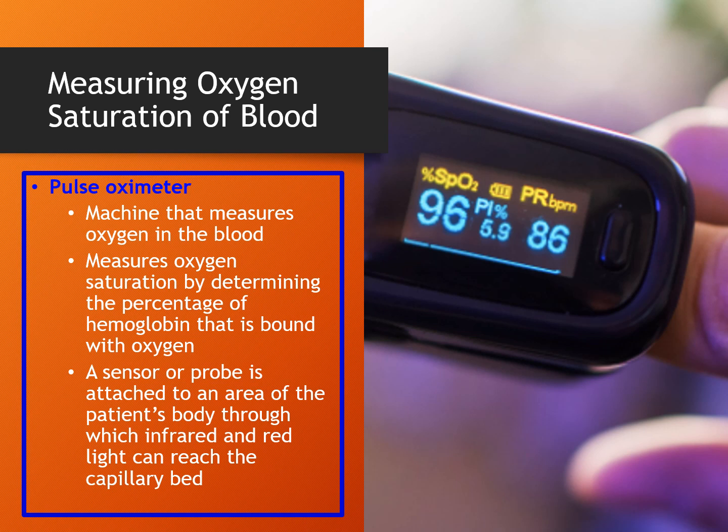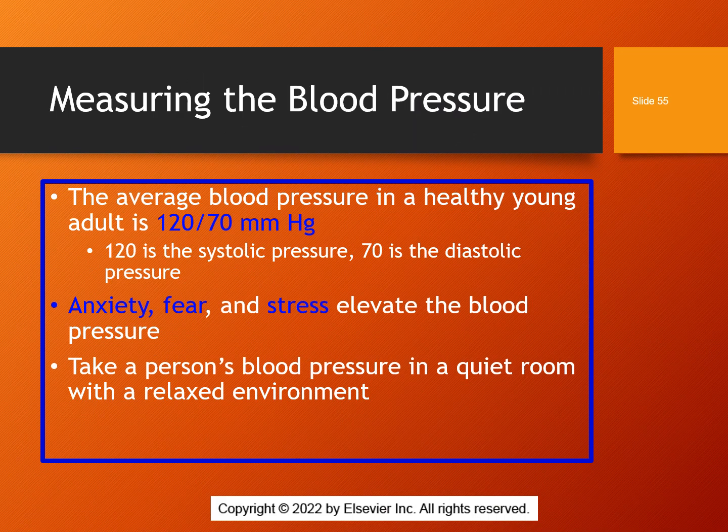So we measure the oxygen saturation in someone's blood. We use a pulse oximeter, and it goes on the finger. I'm sure all of y'all have had this at one point or time in your life. It measures, like I said, your oxygen saturation, determines the percentage of hemoglobin that is bound with oxygen. It's attached to a person's body, typically on the finger. Now, if women have like dark fingernail polish, you have to remove the fingernail polish for it to work correctly. You can also put it on an earlobe. You can put it on the tip of a nose. You can put it on a toe. But we do see it on the finger most often.